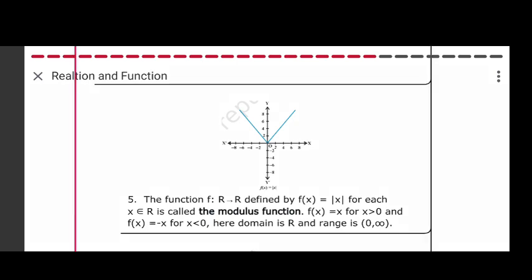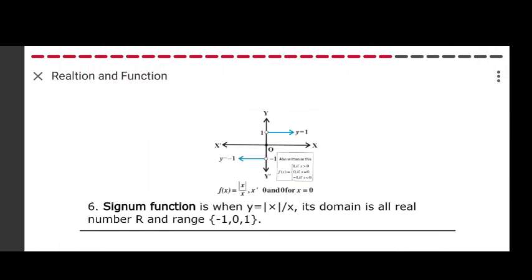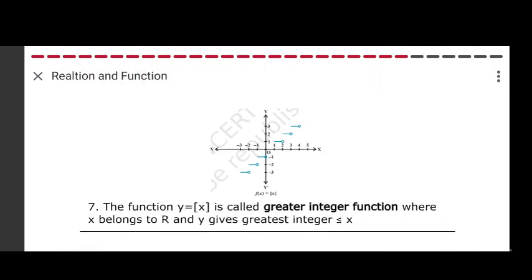5. The function f: R → R defined by f(x) = |x| for each x ∈ R is called the modulus function, f(x) = x for x greater than 0 and f(x) = −x for x less than 0. Here domain is R and range is [0, ∞). 6. The signum function is when y = sgn(x), its domain is all real numbers R and range {−1, 0, 1}. 7. The function y = [x] is called the greatest integer function where x belongs to R and y gives the greatest integer less than or equal to x.